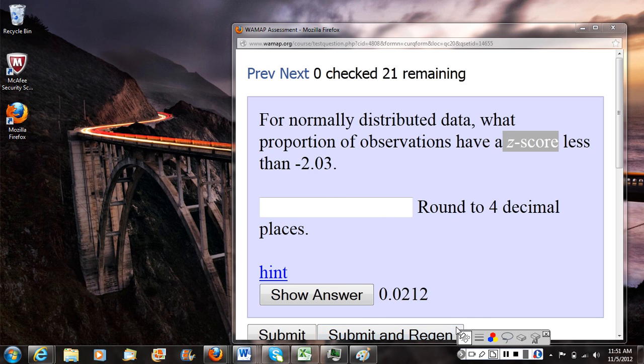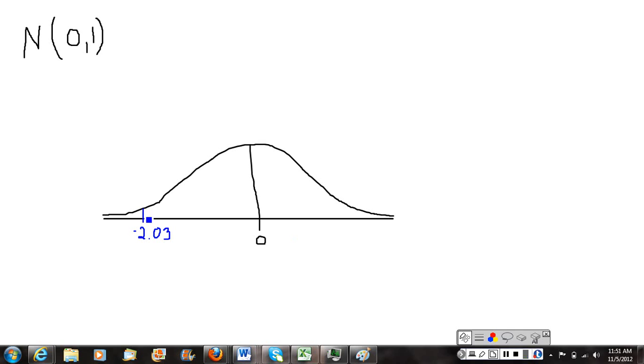Okay. So the question asked, what proportion of observations have a z-score below negative 2.03? So if this is the z-scores, they're getting lower and lower. Anything to the left of this is going to have a z-score below that negative 2.03. So let's shade that in. And anytime we want to find a proportion, that's the same as finding an area under the curve. So we're looking for how big is that area? What percent is that area?